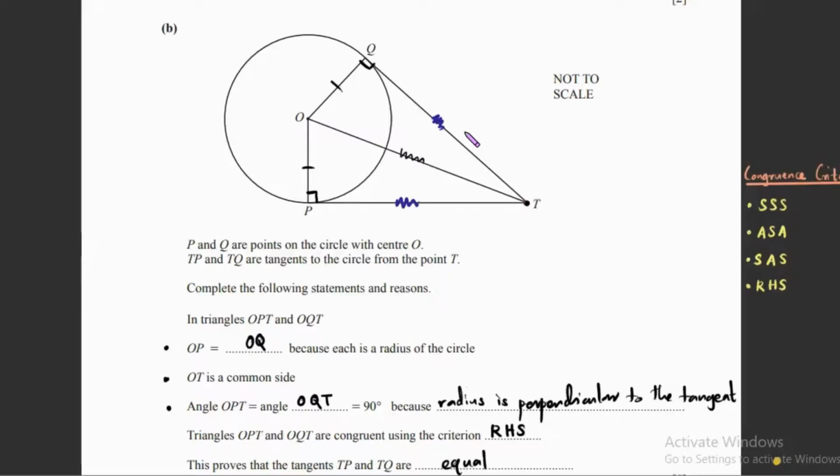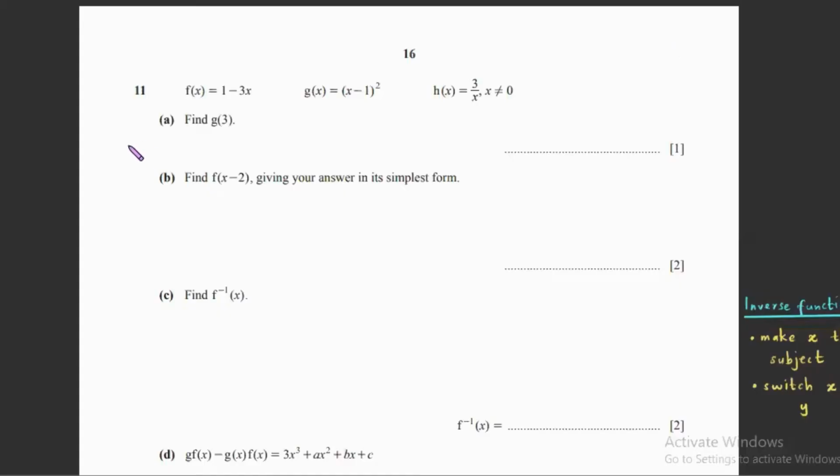Let's move on to the next question that we have. There are three functions given in this question. We need to find what g(3) is. So that means I need to use the second function, which is g of x, which is x minus 1 squared, where the value of x is this 3. So I'm going to substitute 3 here for this x. So that's going to be 3 minus 1 squared. So 3 minus 1 is 2. 2 squared is 4. So that's the answer for that question.